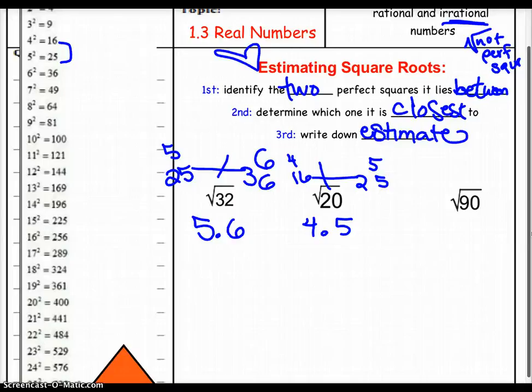Square root of 90. 81 and 100? Yeah. Write it down. It lies between 81 and 100. The square root of 81 is 9. The square root of 100 is 10. I'm 9 away from 81, 10 away from 100, so I'm kind of closer to my 9, not by much. I might even be halfway. I'll just write 9.5. I'm going to just check. And it's 9.48.